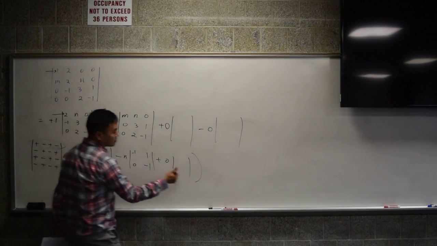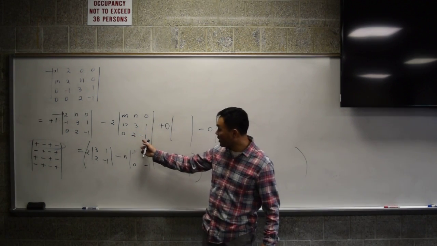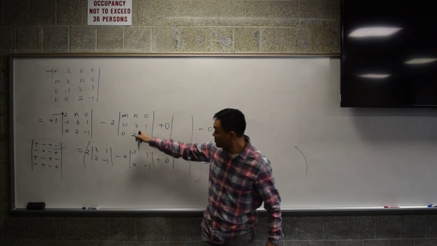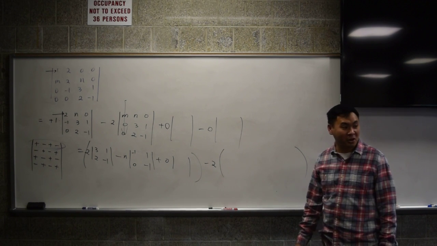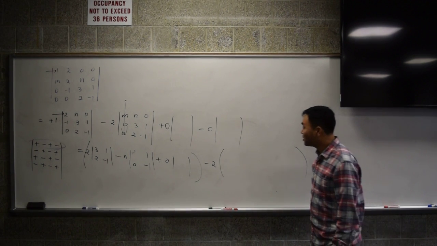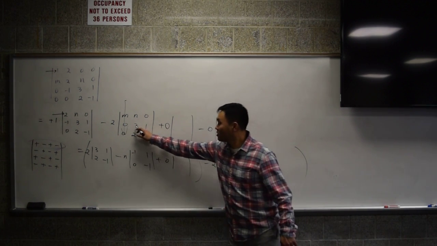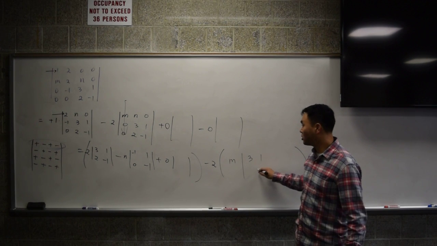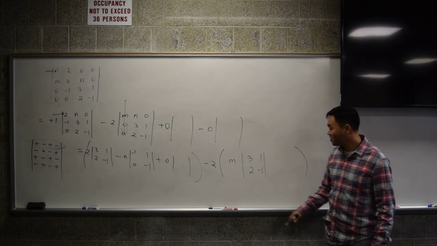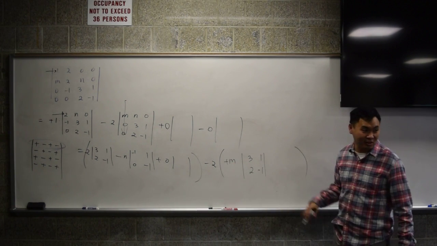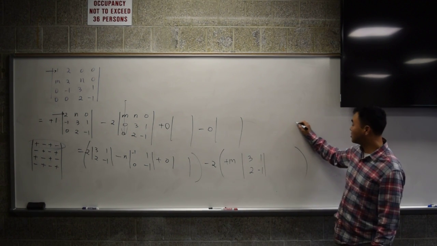Now for the second one, it's negative 2 times. You have to compute this. And for this one, I only see one choice, which is the best. The first column, because that has 2 zeros. No other column or row has more zeros than that, right? So I'm going to use that, which means it's m times the minor matrix 3, 1, 2, negative 1, and 2 more zeros, which I don't even want to write. And it's plus, minus, plus. That doesn't matter here. So that's what we have. Now let's continue on.